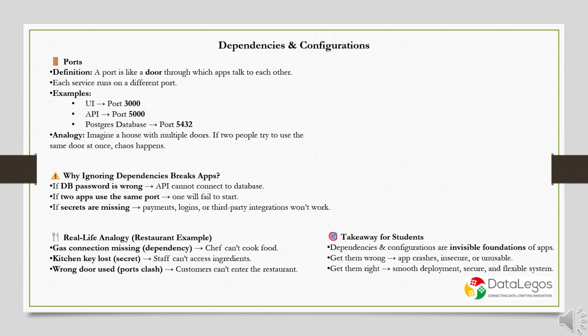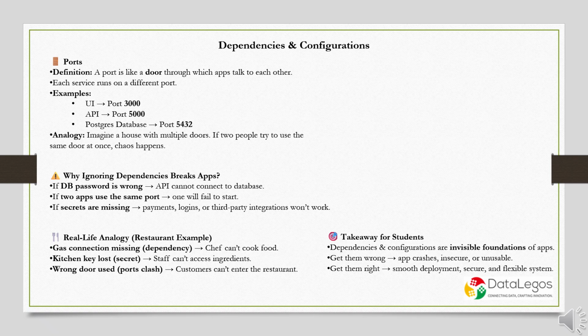Ports. Now, let's understand ports. A port is like a door through which apps talk to each other. Every service runs on a different port. Examples: UI runs on port 3000. API runs on port 5000. Postgres database runs on port 5432.